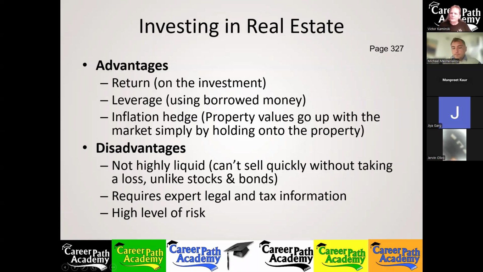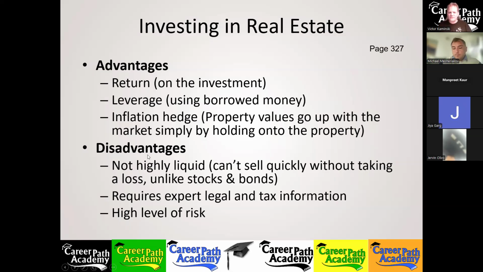Leverage is when you use someone else's money to do it. So, using borrowed money is called leverage. And you could also use inflation as a hedge. Remember, I tell you guys all the time that real estate markets are cyclical. Property values go up, they come down. So when property values go up with the market, simply by holding on to it long enough, well, you're using inflation as a hedge to earn money, right? You do nothing but hold on to real estate, the value could increase.